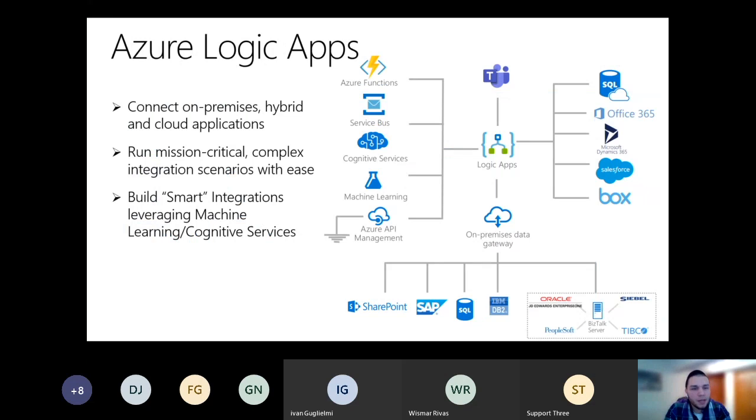So Azure Logic Apps, again, it can connect to the on-premise. It's hybrid and cloud applications. It can run mission-critical and complex integration scenarios with ease. It's built for these different integrations. So if you're connecting to Salesforce or Box, again, those are out in Power Automate, but they give you this very packaged solution on what you can do with that. Here in Logic Apps, you can really dive into anything that you would need to do there, and it's pennies on the dollar. So build smart integrations, leveraging machine learning and cognitive services.